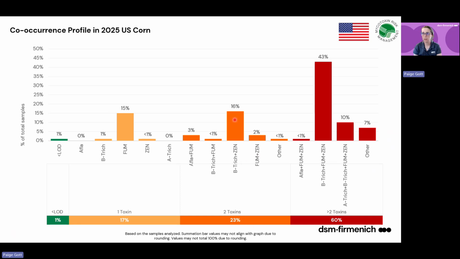Our 2 toxin combination is led by type B trichothecenes, again, vomitoxin and related metabolites, in combination with zearalenone, with 16% of the total data set positive for that combination. And then when we look at our samples positive for more than 2 types of mycotoxins, we have what I like to call the fusarium trifecta, which includes type B trichothecenes, fumonisins, and zearalenone. And 43% of the entire data set were positive for that combination of type B trichothecenes, fumonisins, and zearalenone. So a really high percentage that we have there with the fusarium trifecta.